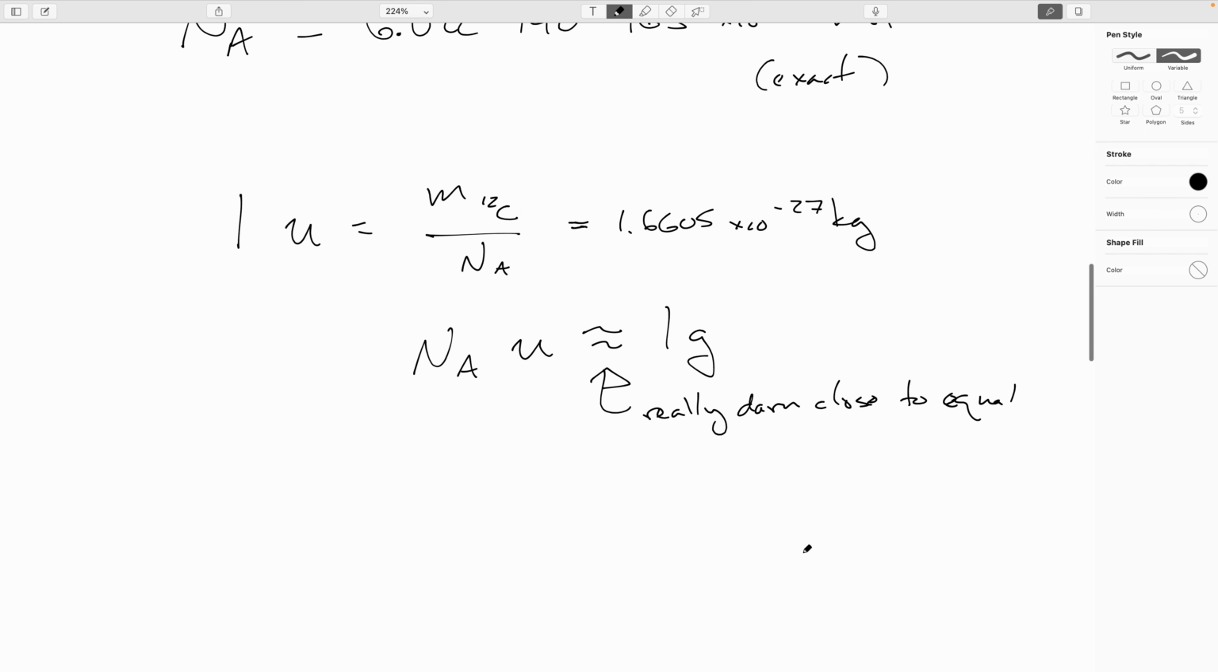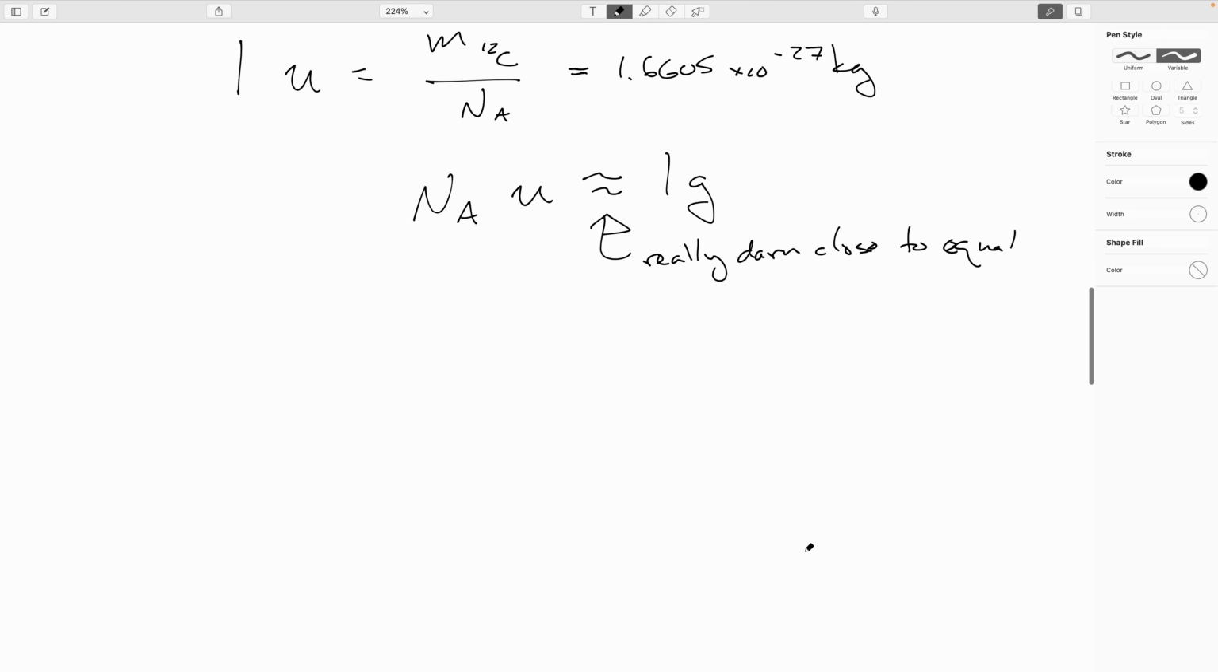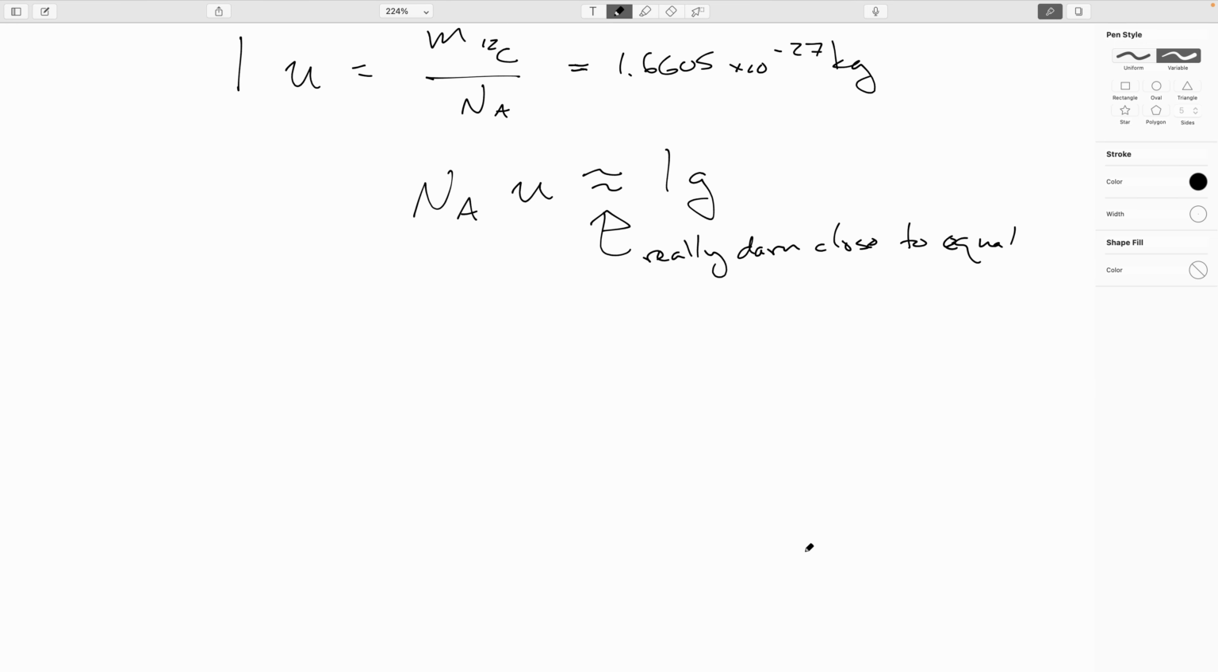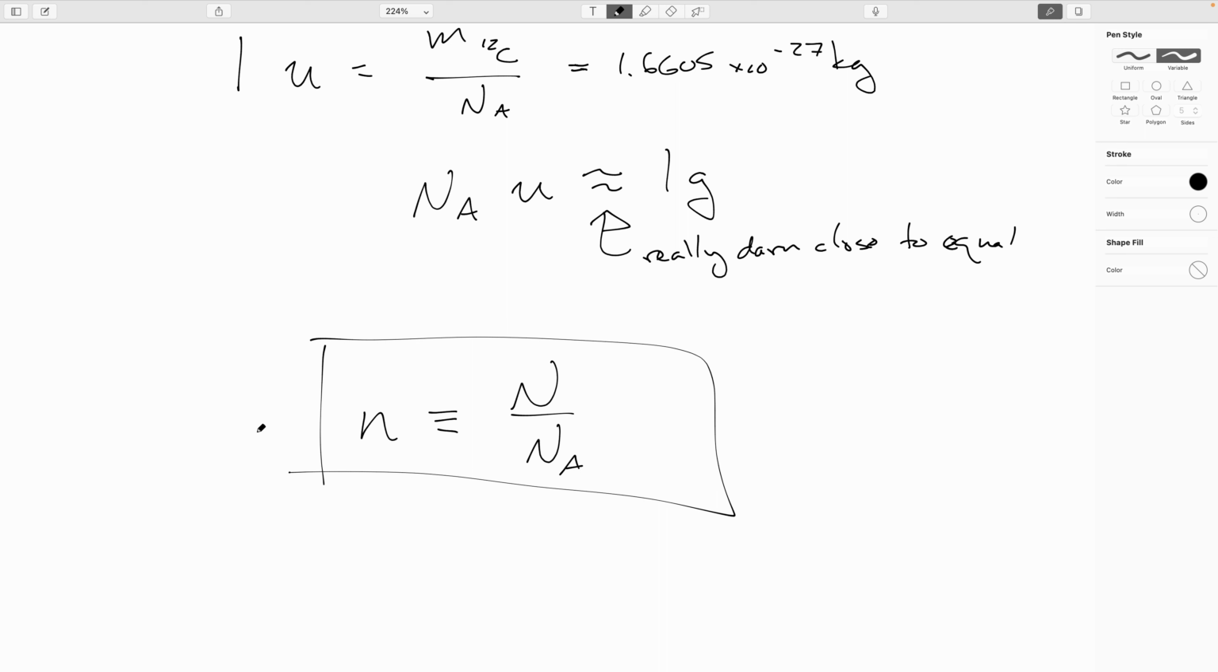However, this does lead to a plethora of N's that show up in thermodynamics. And so it's time to just decode all the N's to make sure we're on the same page. So lowercase n in thermodynamics is defined to be the number of moles of something you have.